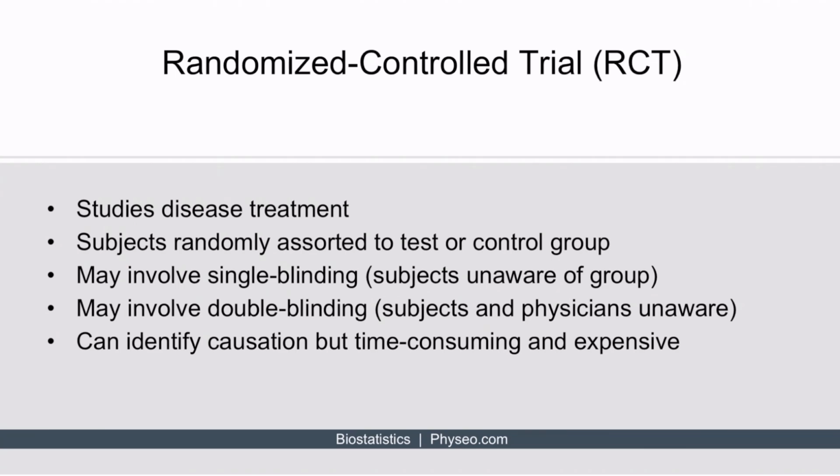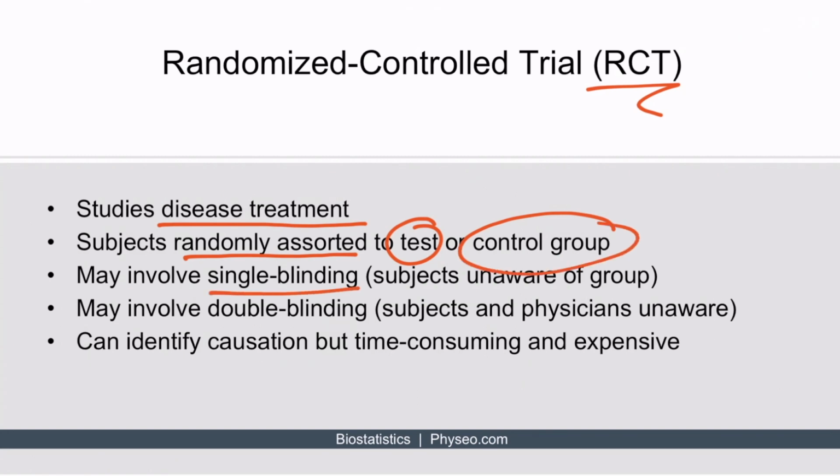Now let's talk about randomized controlled trials, or RCT. These study disease treatment. Subjects are randomly assorted into a test or a control group. And these RCTs may involve single blinding, in which the subjects are unaware of which group they're in, or it can be double blinding, in which the subjects and the physicians are unaware of either group. Double blinding is best. Now, RCTs are really good trials because they can identify causation. The problem is that they're really time consuming and they're expensive.